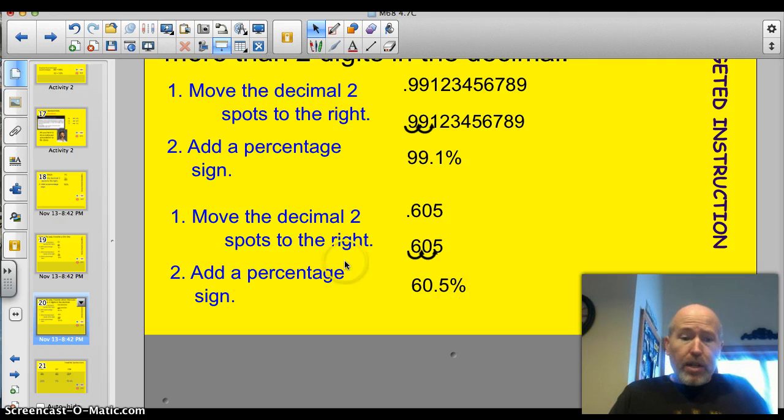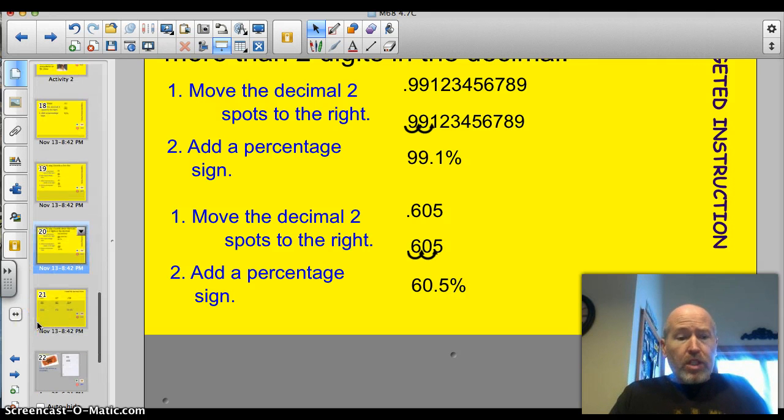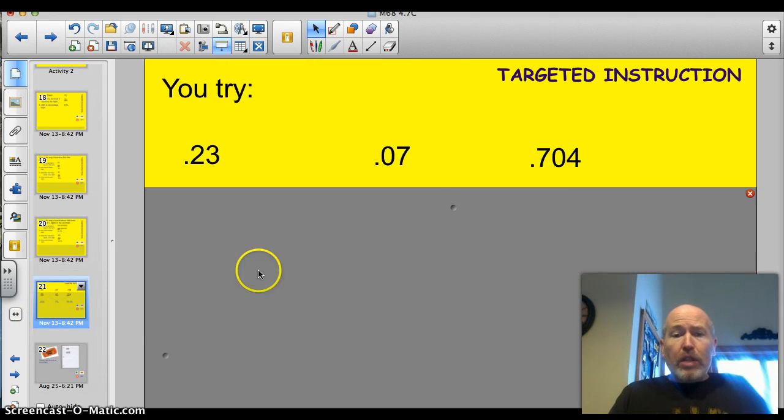You ready to try some on your own? I thought so. It's a really straightforward target. Here we go. Express these 3 numbers, and I've thrown in a couple of zeros there to try to trick you. Express these 3 numbers as percentages.